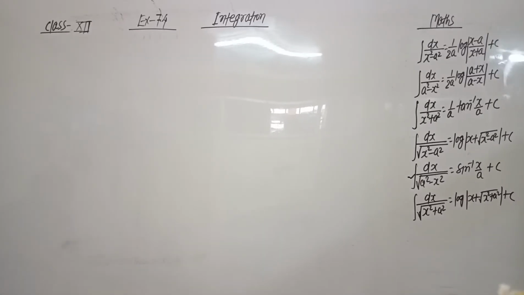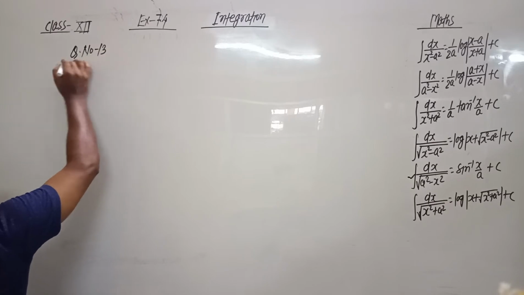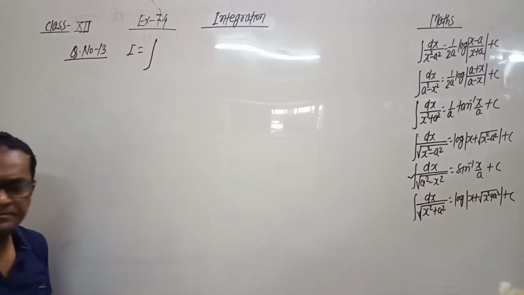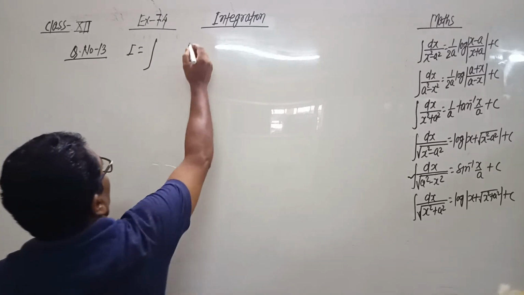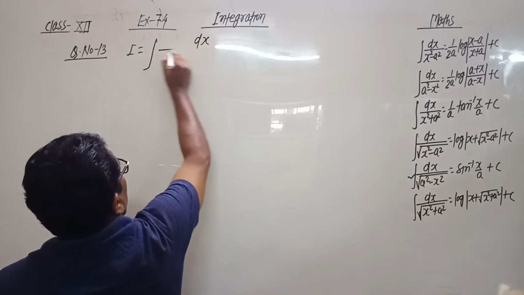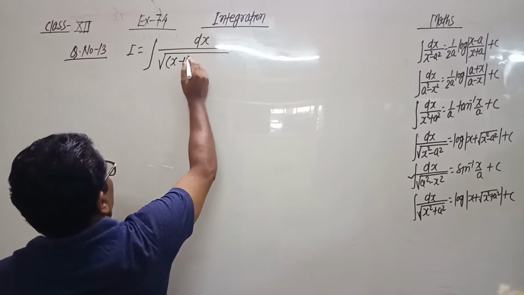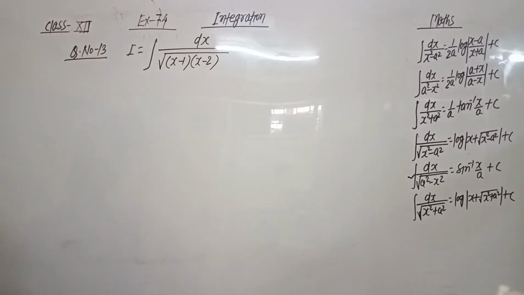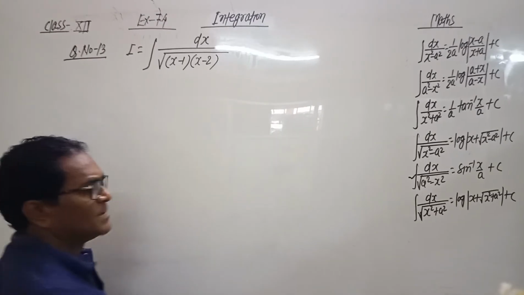Then we discuss question number 13. I equals integration dx upon under root of (x minus 1) into (x minus 2).